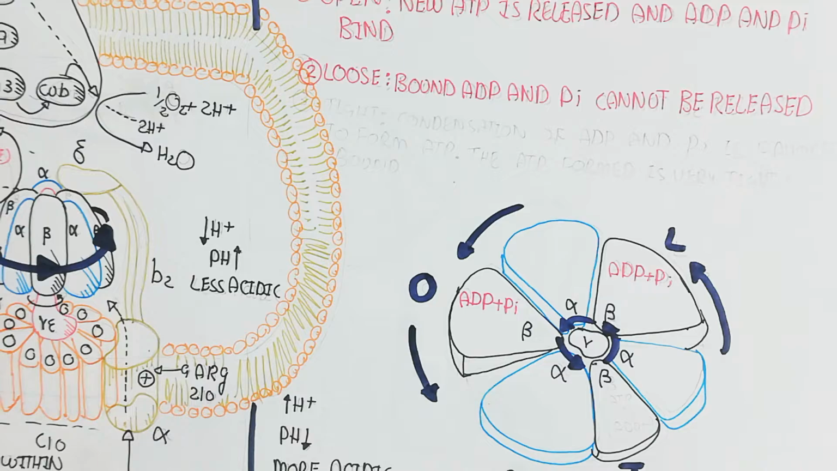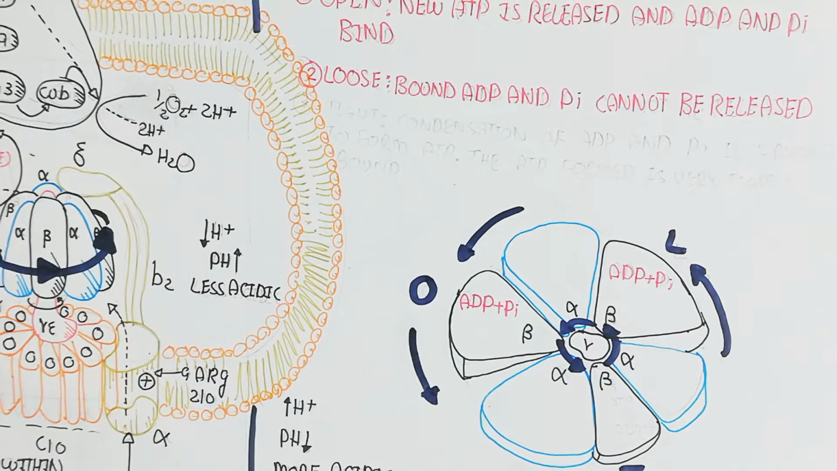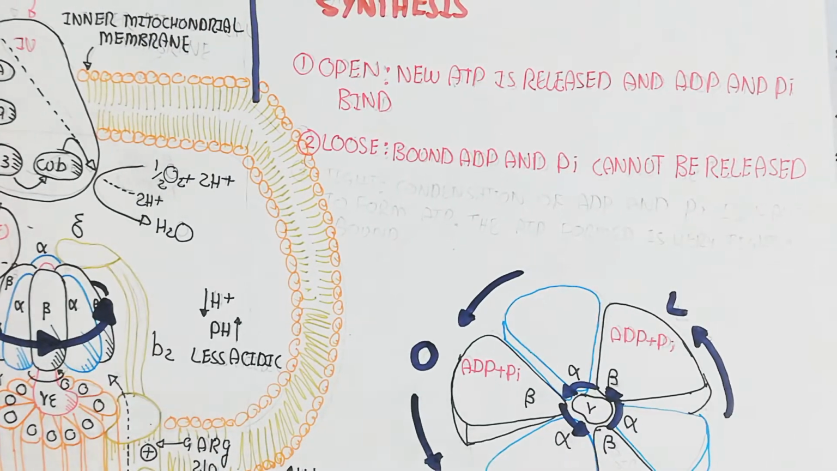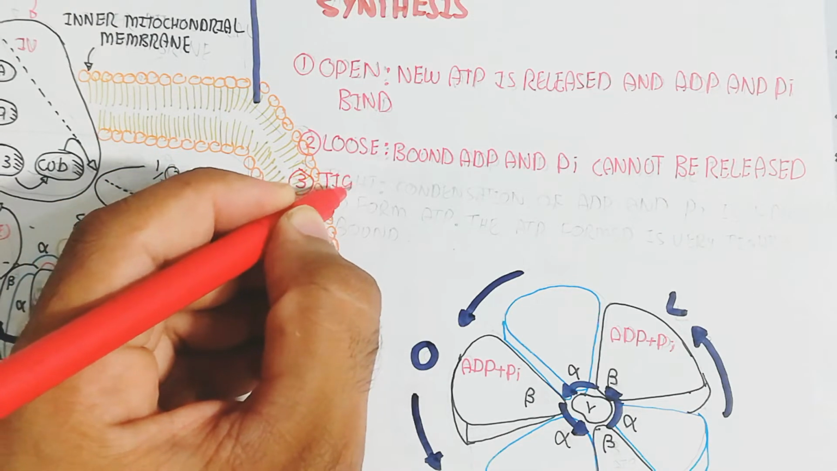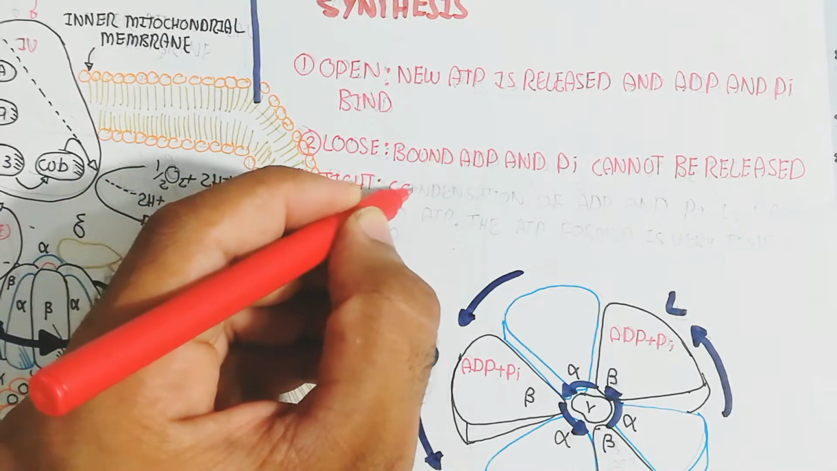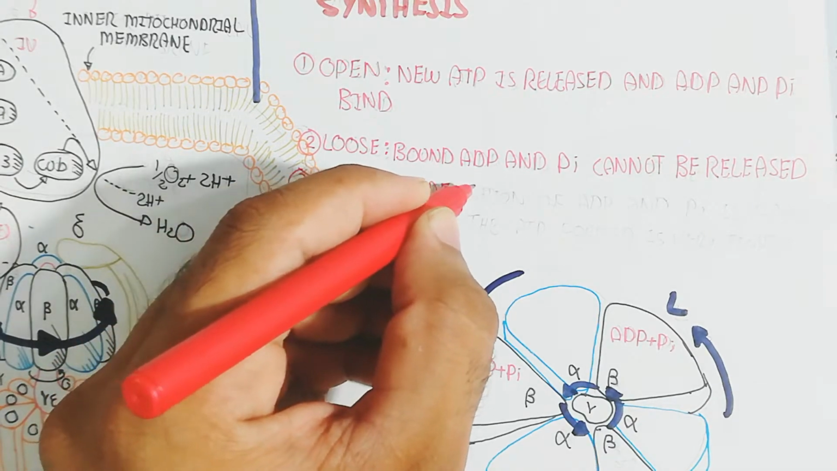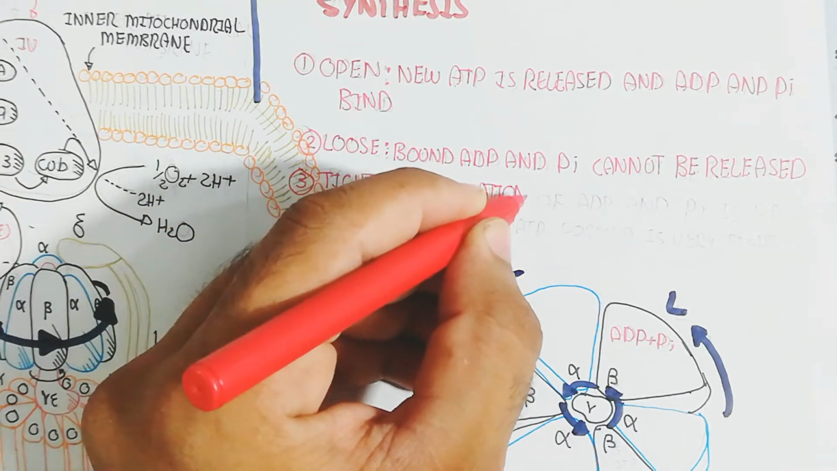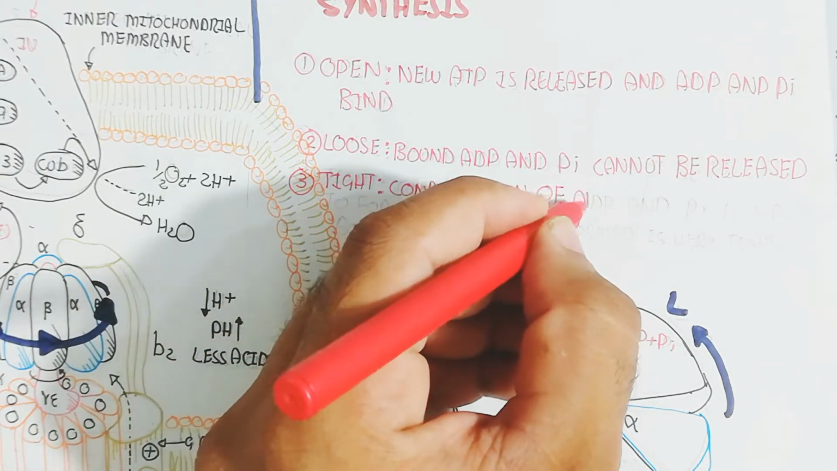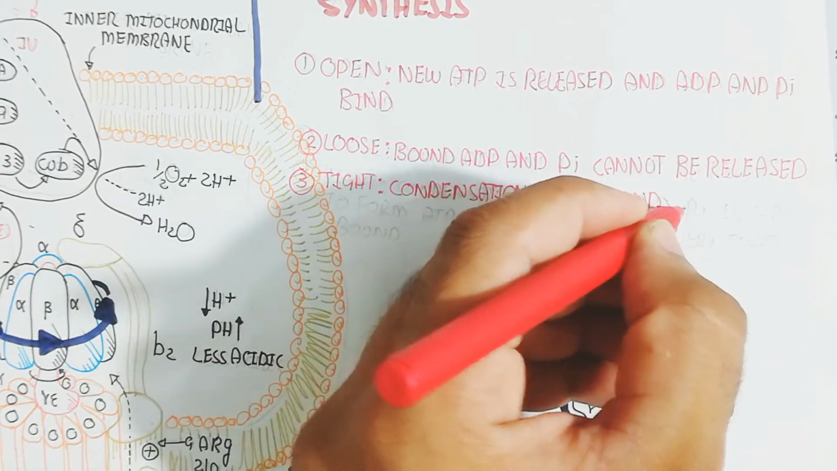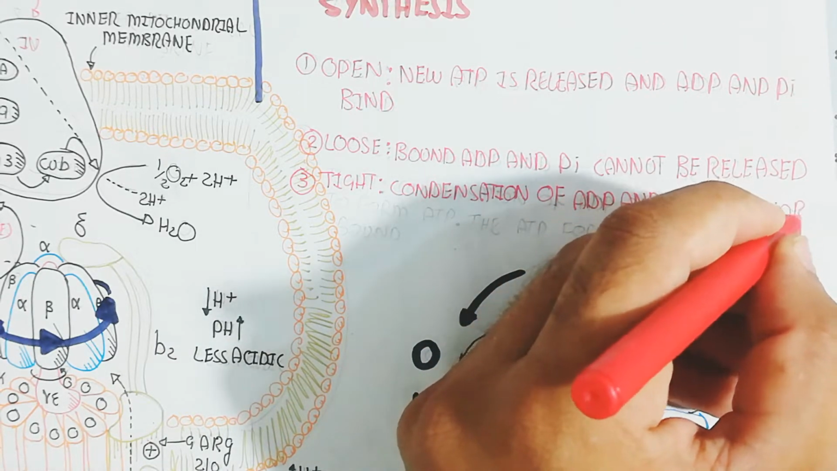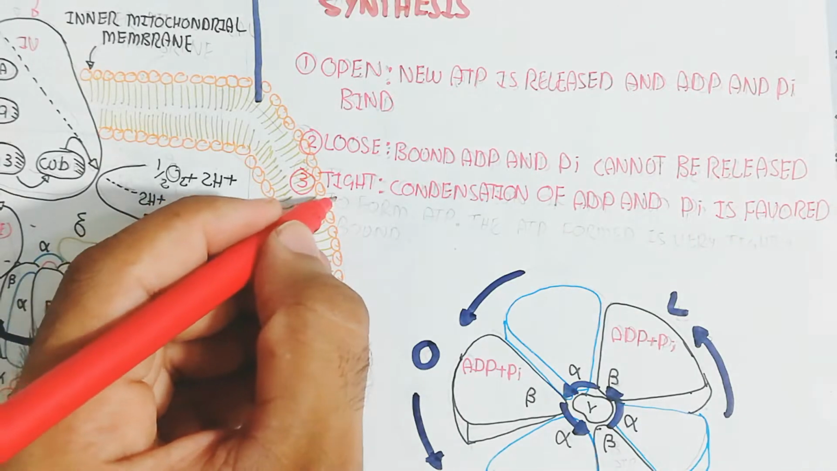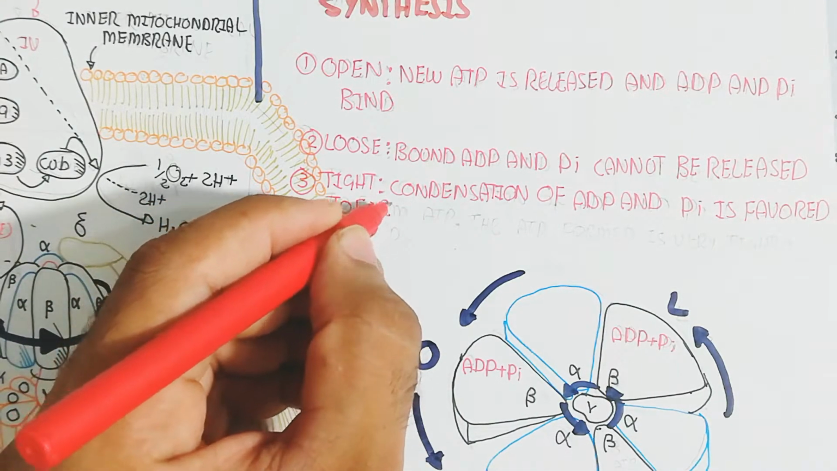The ATP formed is very tightly bound, and this ATP will be released at the open site when the new ATP is released, remember. So the O site will release, and additionally ADP will be added again, so the reaction occurs continuously. Tight means the condensation of ADP and inorganic phosphate is favored to form ATP. The ATP formed is very tightly bound and released into the inner mitochondrial matrix.